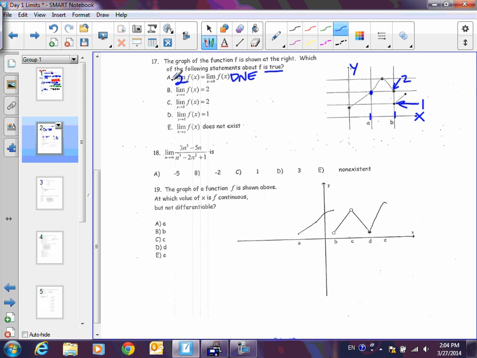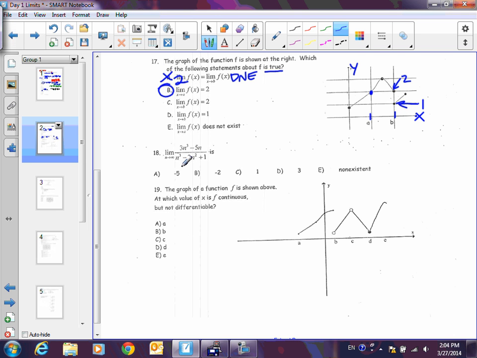I'm going to talk more about left and right side of limits in a minute, but A is definitely not true. Okay, I want you to read through the rest and see if you can figure out which one's true. You were listening really well. Okay, what's the answer? B. B. Very good.